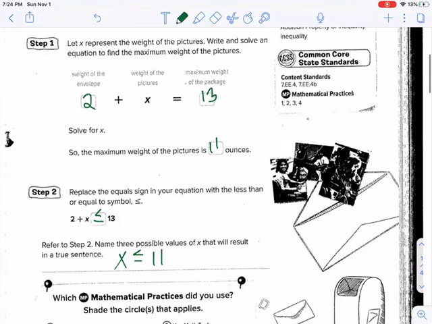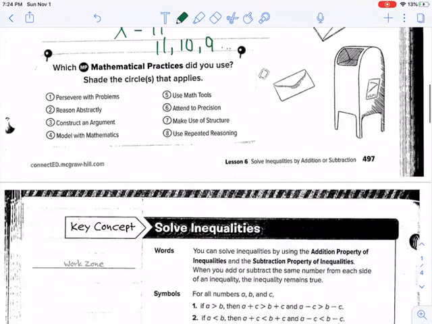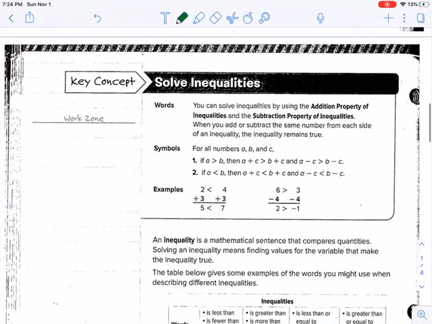So when you read that, it could be 11 ounces for the weight. It could be 10 ounces. It could be 9 ounces, and so on. It just has to be less than or equal to 11. So you'll notice now with inequalities, you have more than one answer. Okay, so go on to the next page.